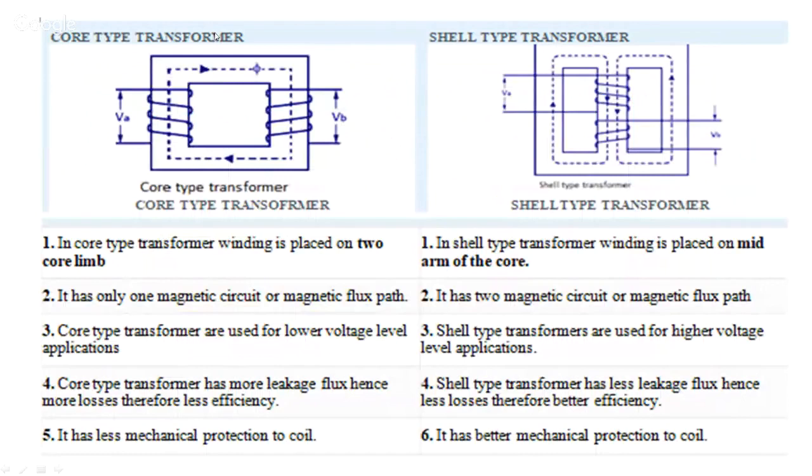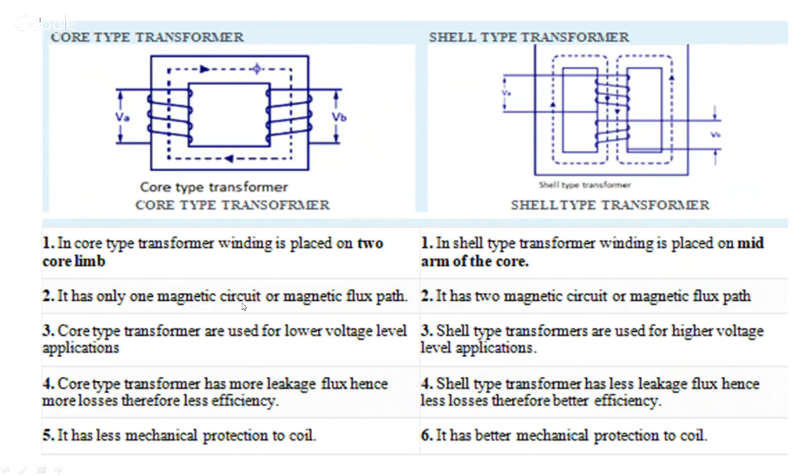Now let us briefly go through the comparison between core type transformer and shell type transformer. So this is the core type transformer and this is the shell type. On the two limbs, the windings are placed here. Here on the central limb, both the windings are placed. So in core type transformer, winding is placed on two core limbs, whereas in shell type transformer, winding is placed on the middle arm of the core.